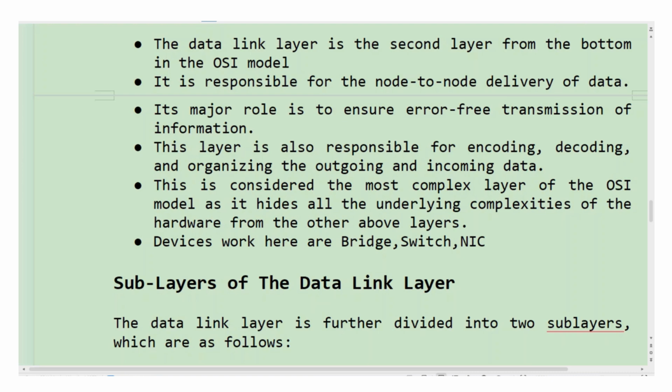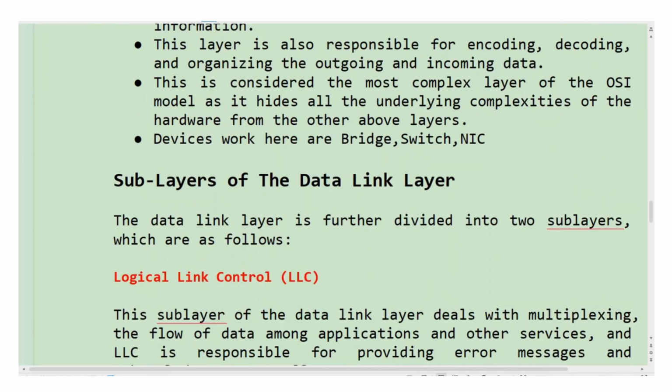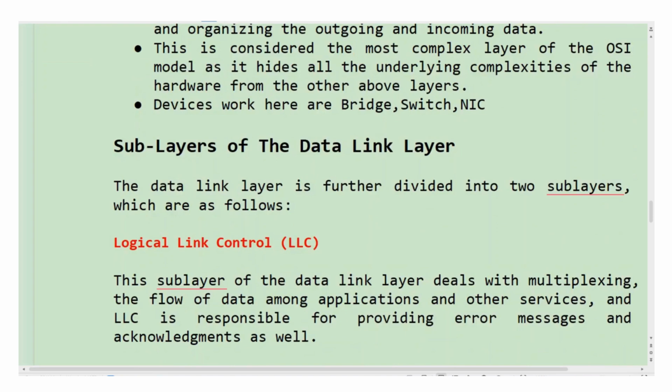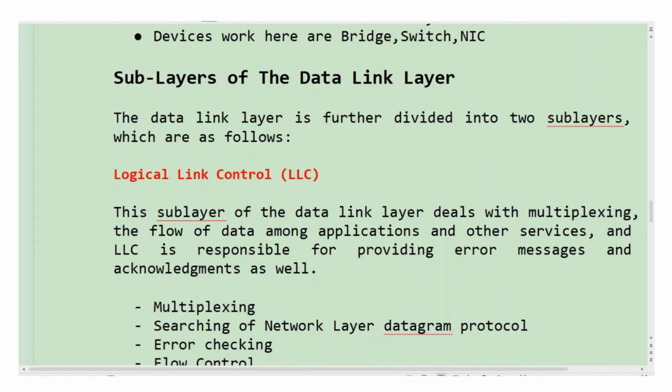The data link layer receives the information in the form of packets from the network layer. It divides packets into frames and sends those frames bit by bit to the underlying physical layer. Functions: physical addressing with MAC addresses, segmentation of packets into frames, and hiding all complexity of the upper layer functions of the data link layer.